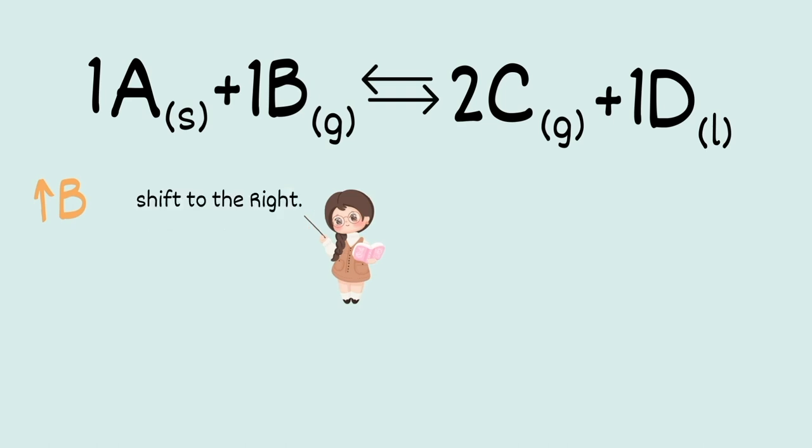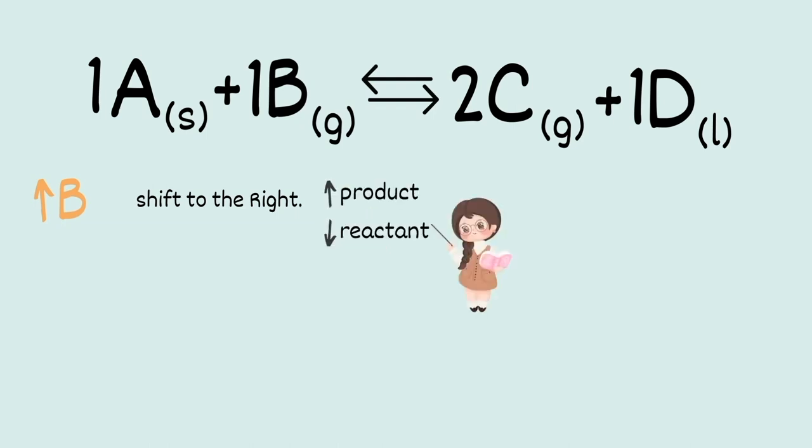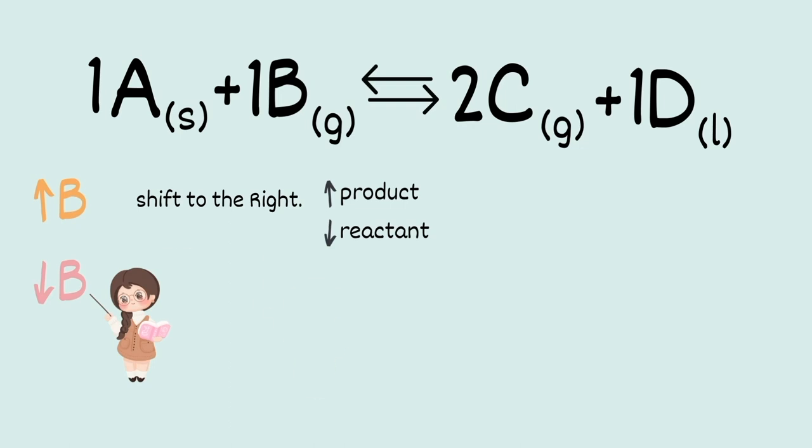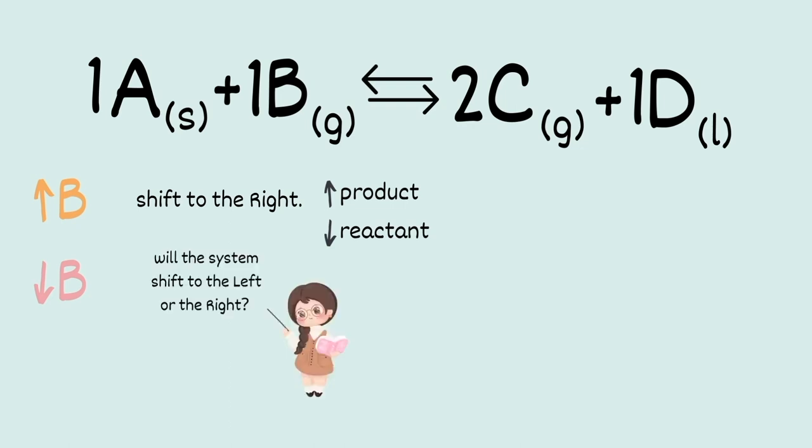It will shift to the right. It does this because there's an increase of reactants. Then the system needs to produce more product in order to balance out. And a shift in the direction of the product will create more product. So there will be an increase in product and decrease in reactants. What if we decrease B? Will the system shift to the left or to the right?